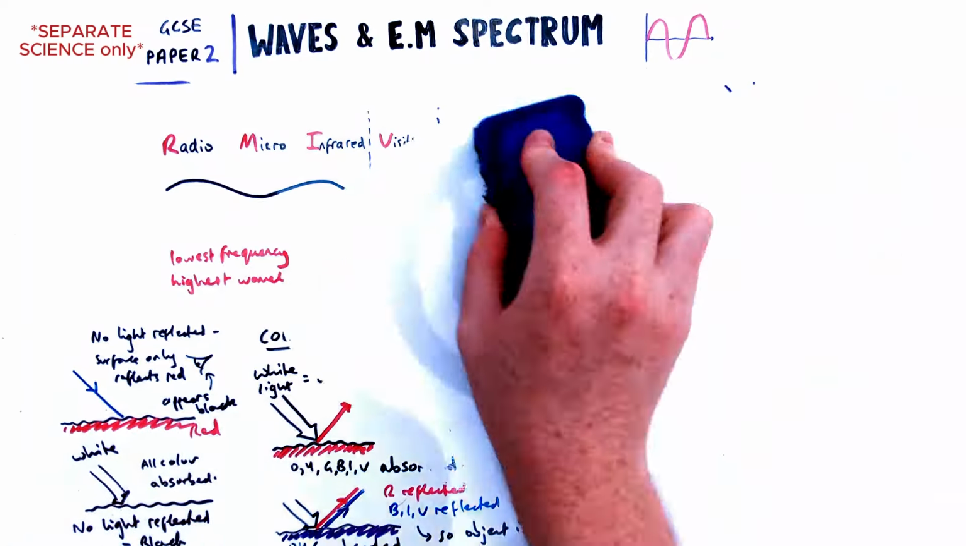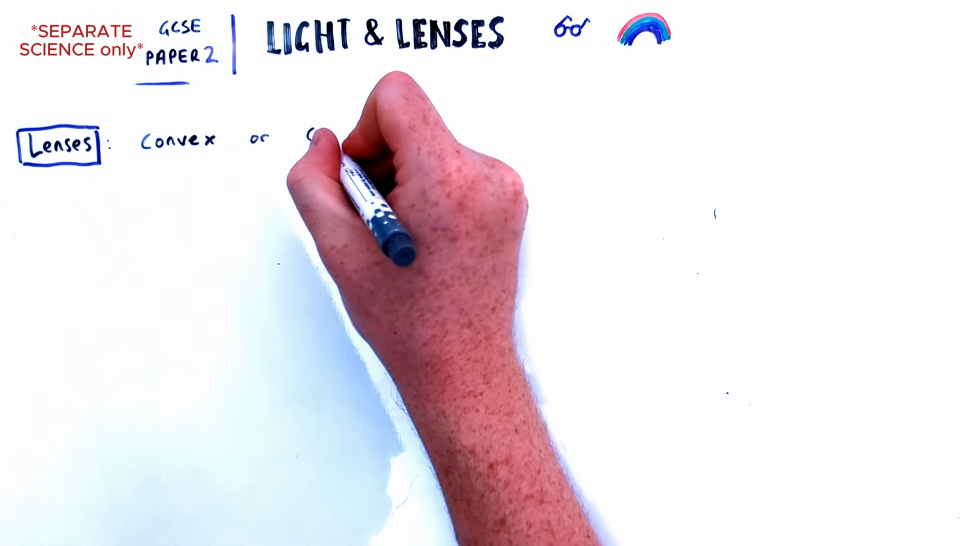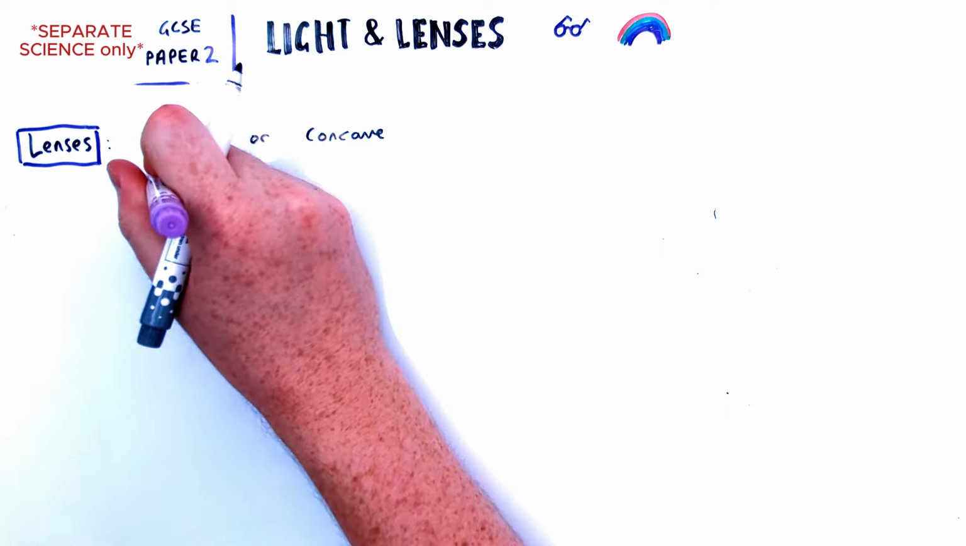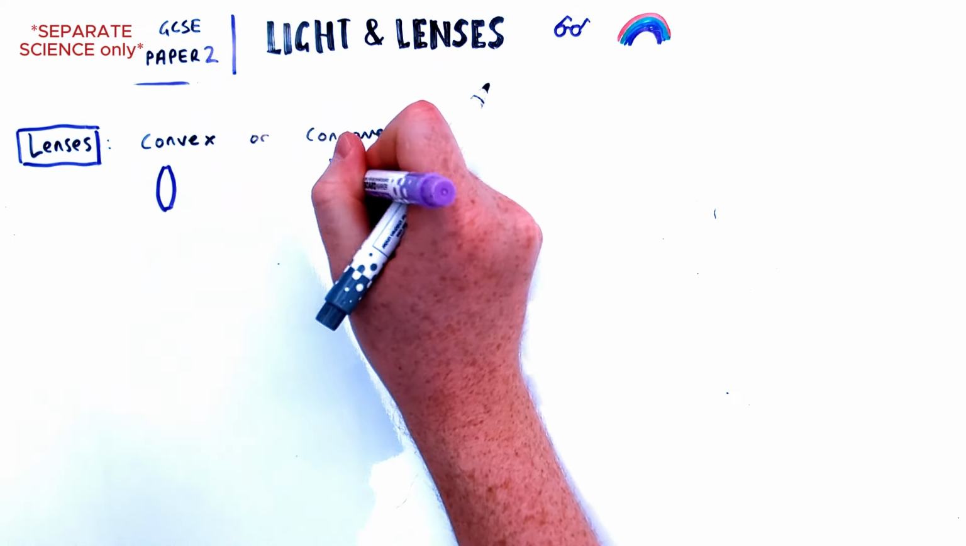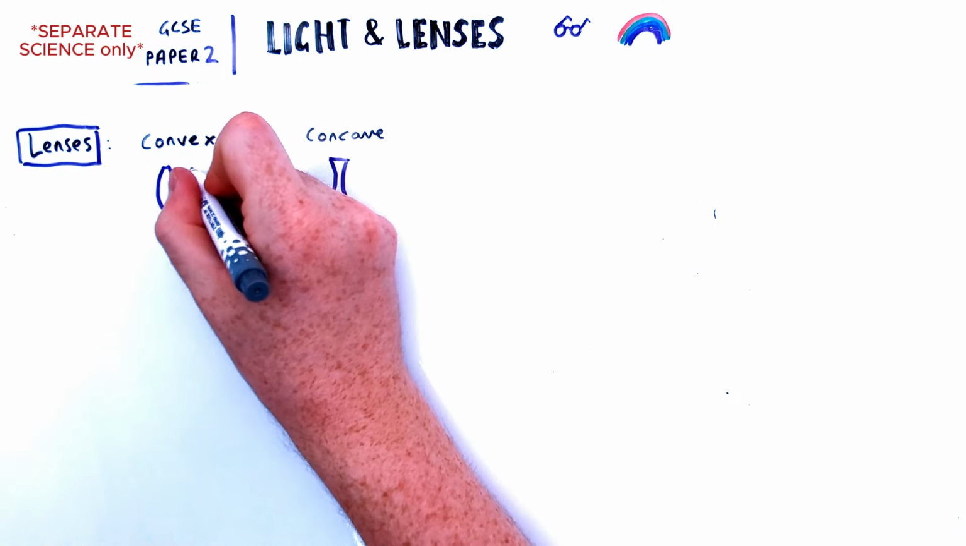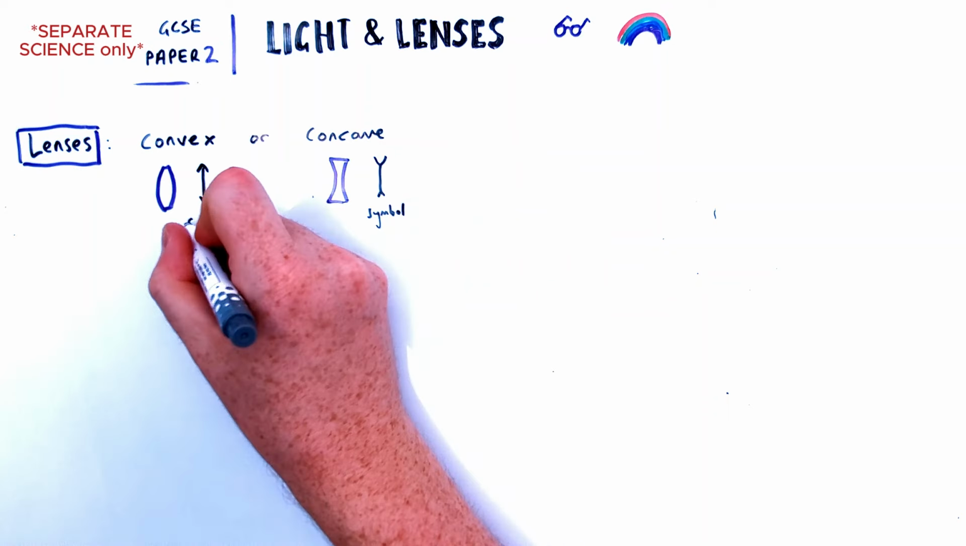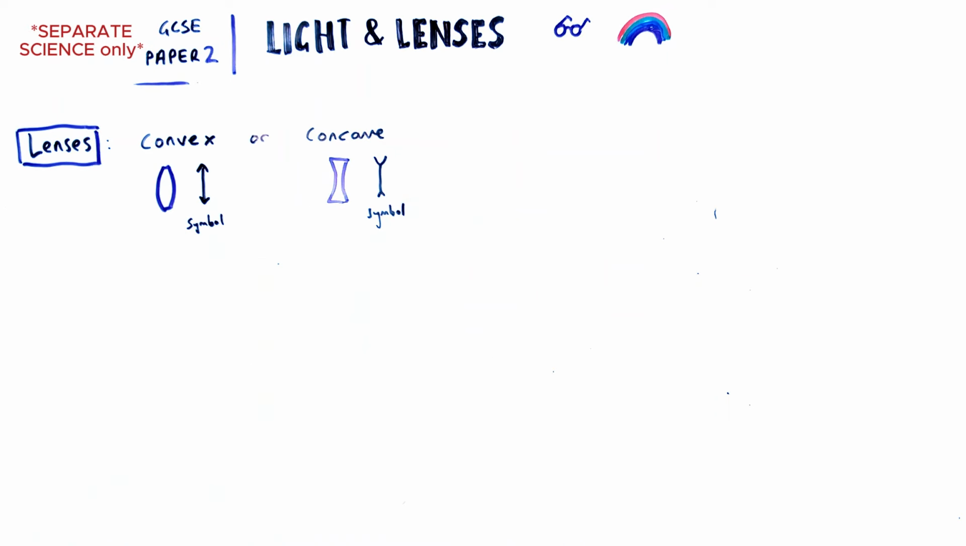Next, we're going to look at lenses. There are two types of lenses you need to know. There are convex lenses and there are concave lenses. The way to remember it is concave sort of bends inwards at the middle, looks a bit like a cave, whereas convex is the other one. You also need to be familiar with the symbols for each, which I've drawn here. Convex has another name. The other name for it is a converging lens.